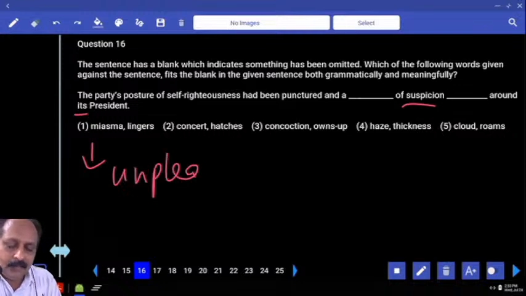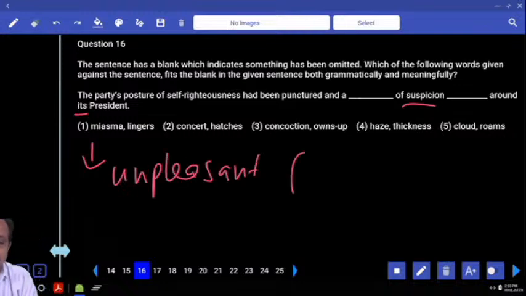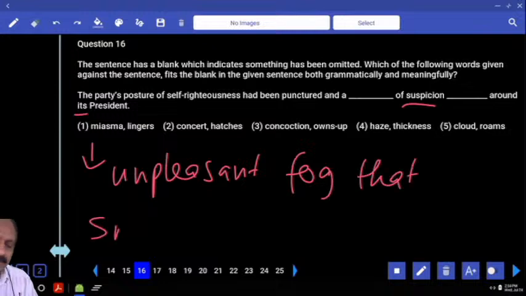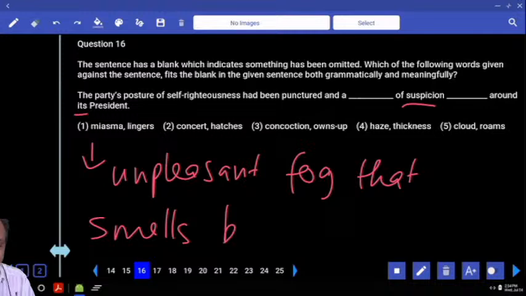Unpleasant fog that smells bad. You all know the meaning of the word fog. So, unpleasant fog that smells bad is called miasma.